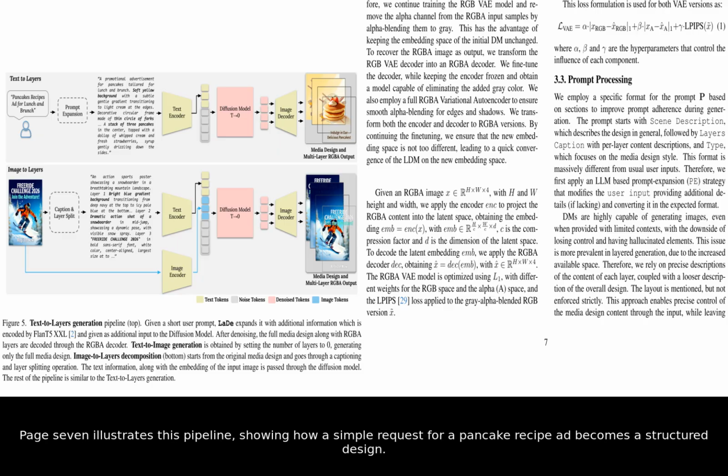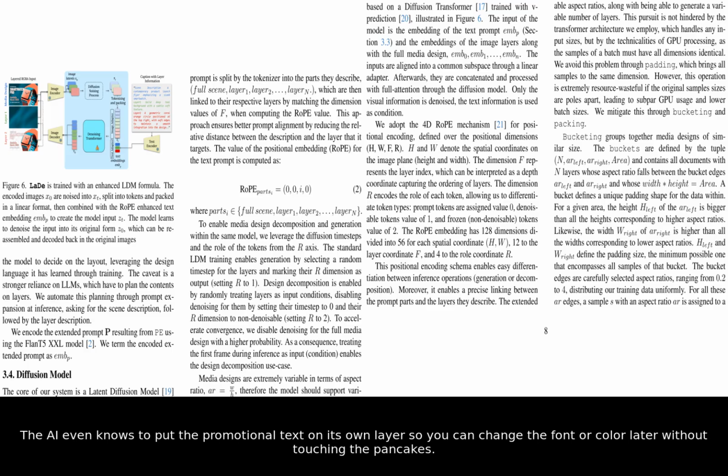Page 7 illustrates this pipeline, showing how a simple request for a pancake recipe ad becomes a structured design. The AI even knows to put the promotional text on its own layer, so you can change the font or color later without touching the pancakes.